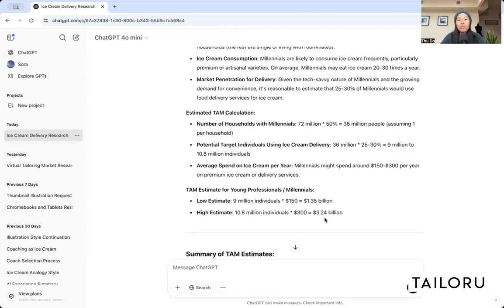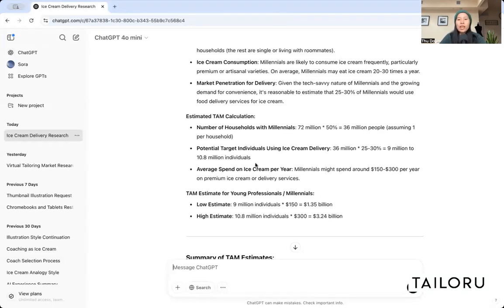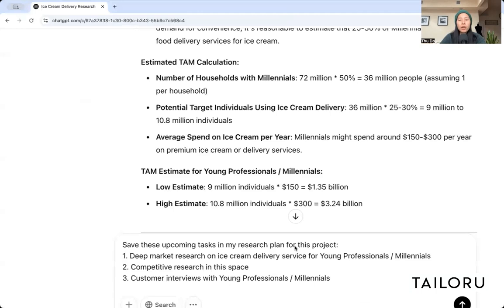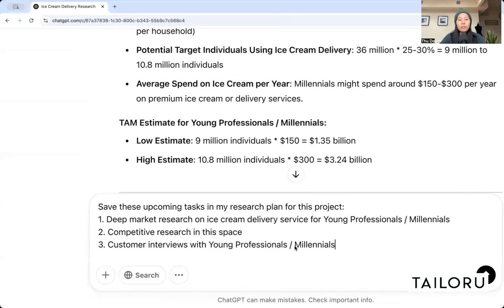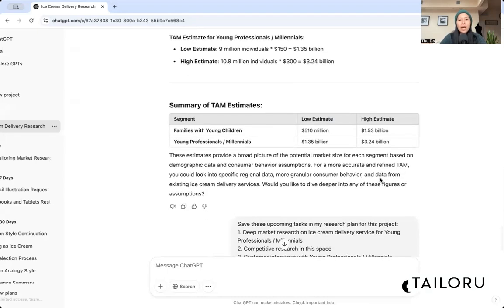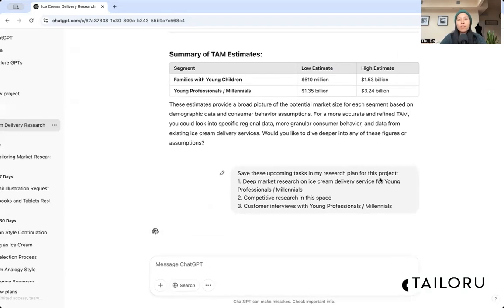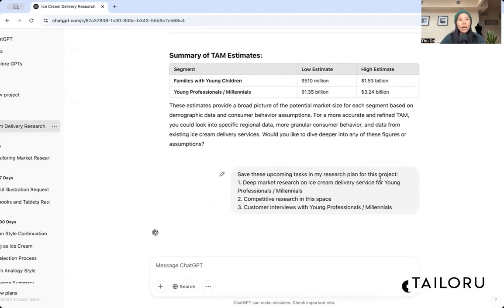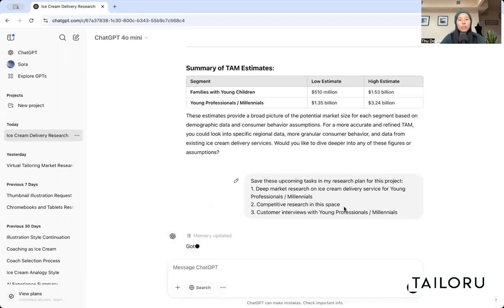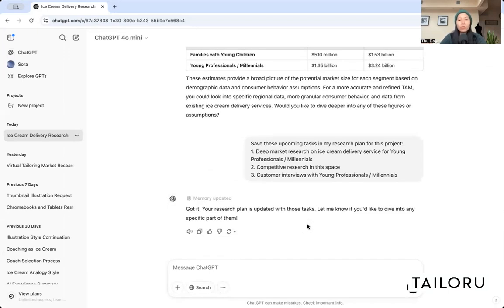talking to these young professionals and millennials and understanding their pain points a lot more than what ChatGPT can offer us right here. So I'm going to type that out and get ChatGPT to save these tasks as part of my research plan, as part of the next steps. I actually just type it out here so that it saves us some time. My expectation is that ChatGPT will save this in the thread and that I will be able to refer back to this task in the future. So there you go. Your research plan is updated with those tasks.